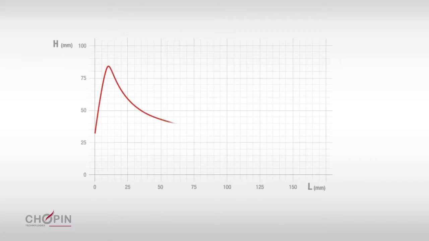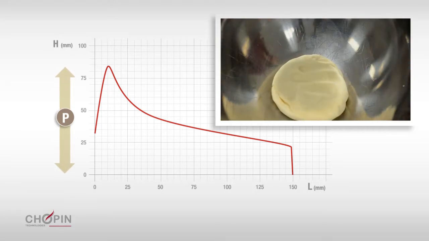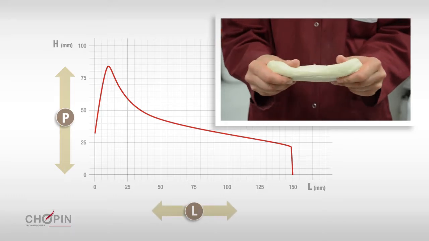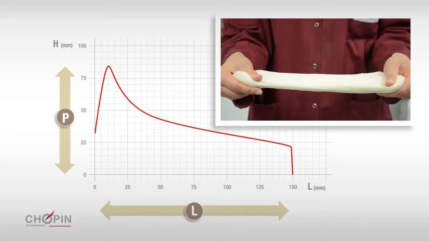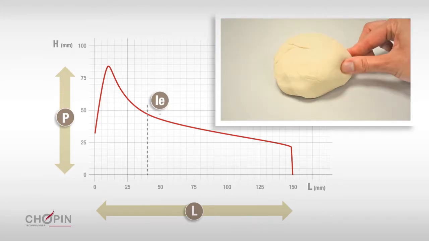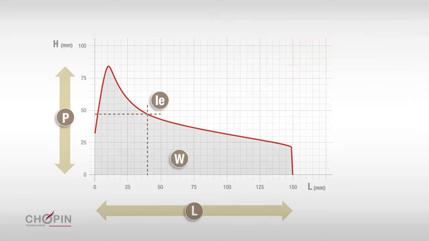It provides 4 key measurements. P value represents dough tenacity, in other words, its capacity to resist deformation. L value corresponds to the maximum amount of air the bubble is able to contain and represents dough extensibility. IE value corresponds to the elasticity index. And finally, W value indicates dough baking strength.